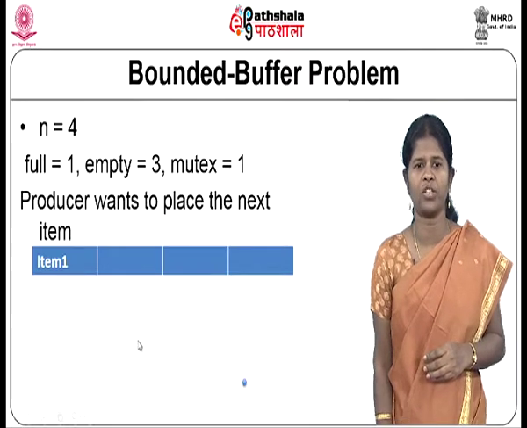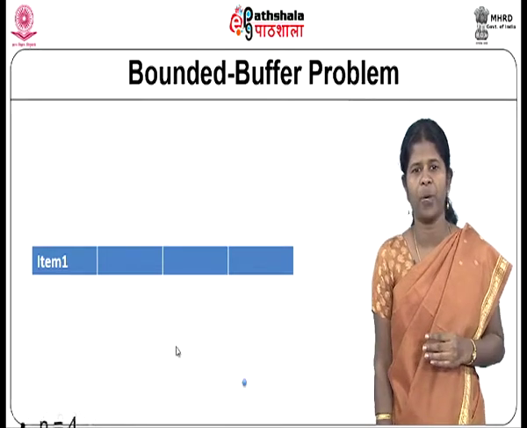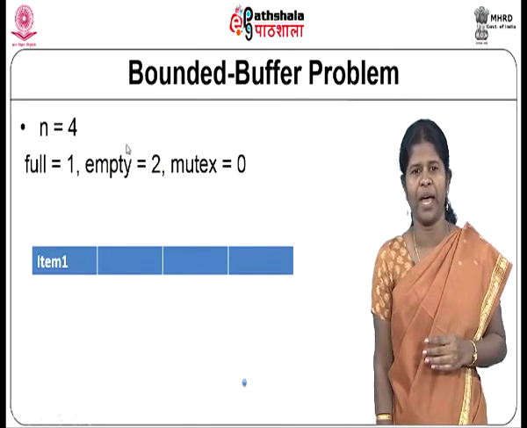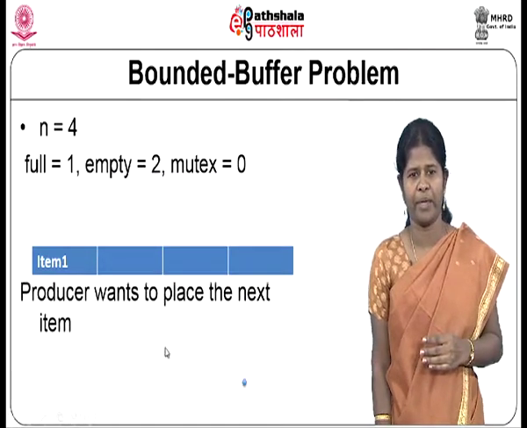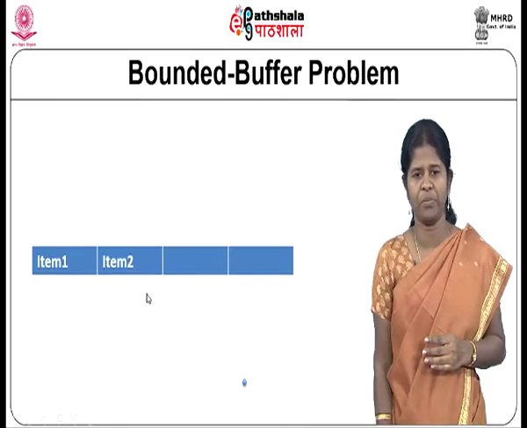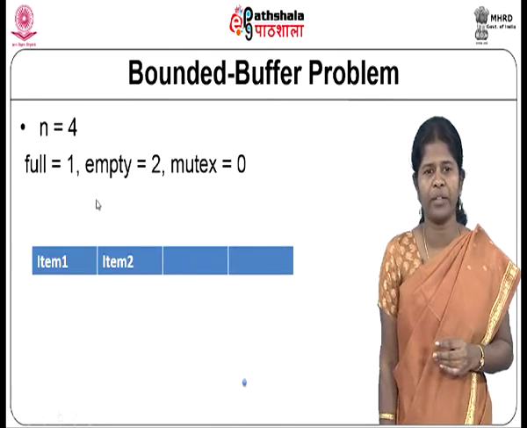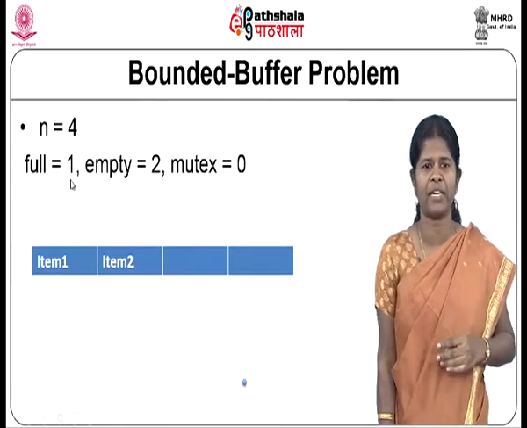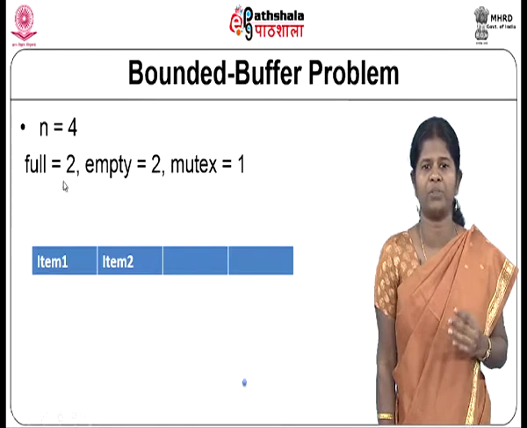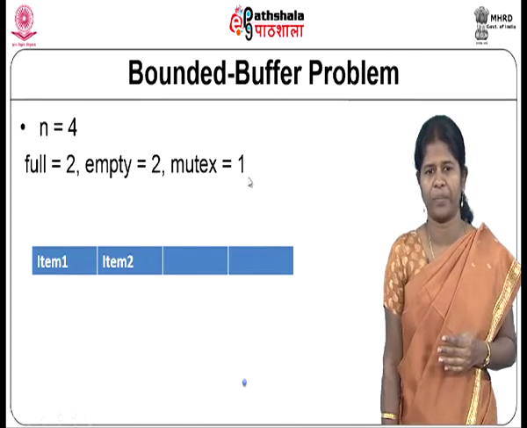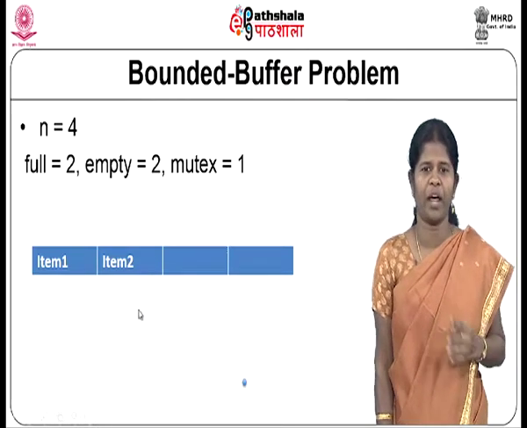Now, if the producer wants to place the next item, again it should wait on empty and wait on mutex. It waits on empty and empty becomes 2, waits on mutex and mutex becomes 0, and then it places the next item. Item 2 is placed in the buffer. And what happens to the full semaphore after placing the item? Full becomes 2 and mutex becomes 1. So now the second item is placed and all semaphores are updated.